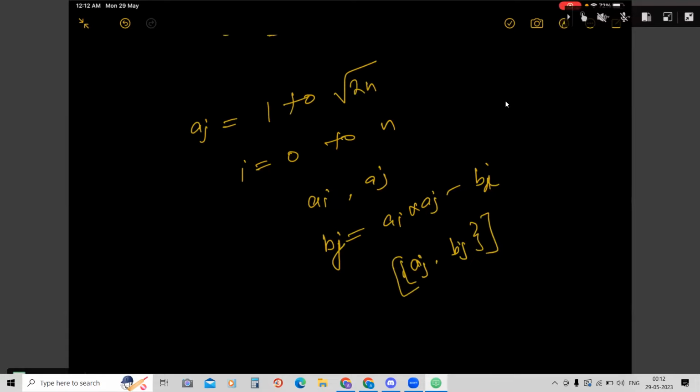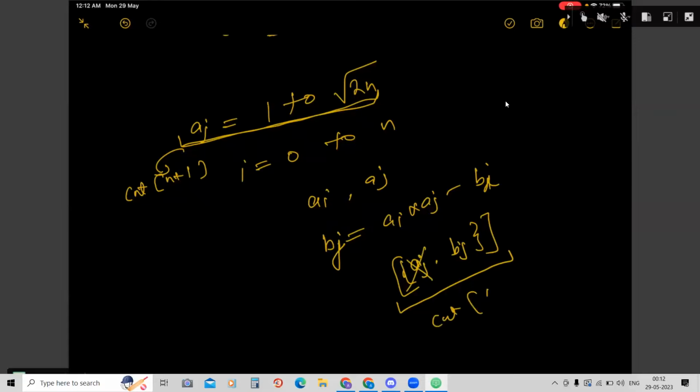Yes. So earlier we were maintaining this in a map, but since we have fixed this AJ, we can declare a temporary count array like this, count of size n plus 1, and then we can simply remove this AJ from here and simply say count of BJ. And here we will run another loop where we will increment the count of BI by 1 if and only if the corresponding AI value is equal to AJ.